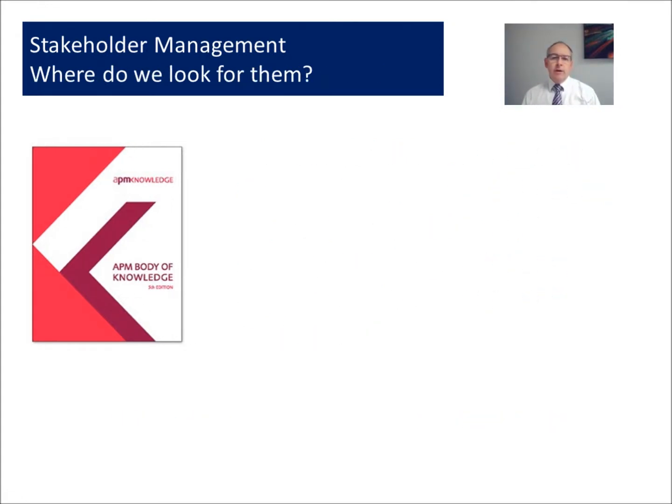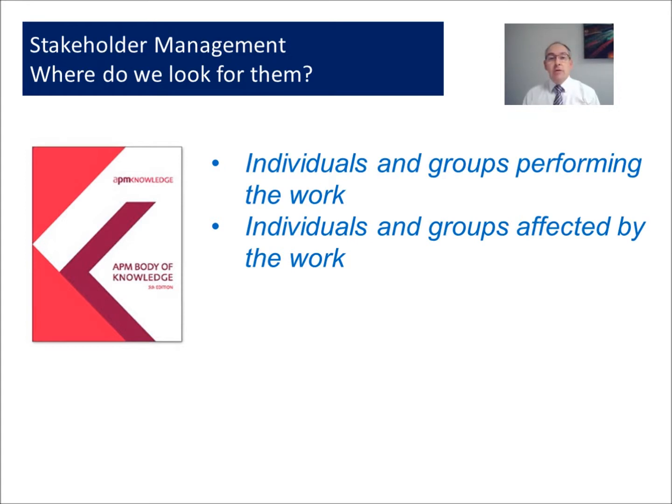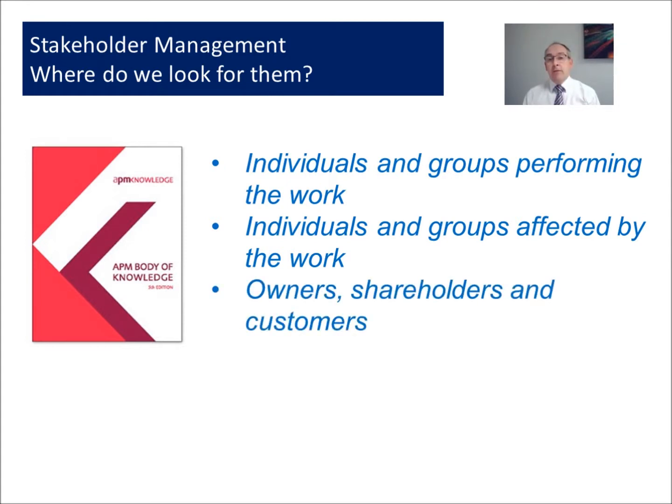So now we need to understand who the stakeholders are. Well, again, referring to the Association for Project Management body of knowledge, they list out 4 items. Firstly, the individuals and groups performing the work, who's going to be delivering the project. The second are those individuals and groups who are affected by the project or program or its outputs. The third group are the owners, perhaps of the business, shareholders and customers. It may impact on them.